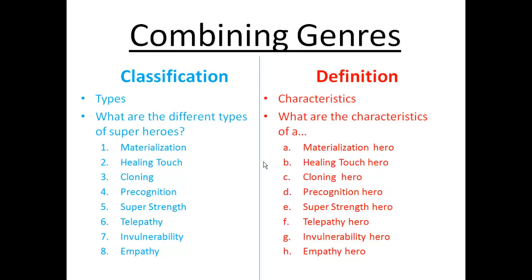Often classification and definition genres are combined. One of the key differences is in classification you are looking for types, whereas in definition you are looking for characteristics. The first essay in this class is going to combine classification and definition genres. Your essay will look at what are the different types of superheroes, and the author lists 8 different types. Then you are going to look at what are the characteristics of each of these superheroes. And again, the author lists 8 types.